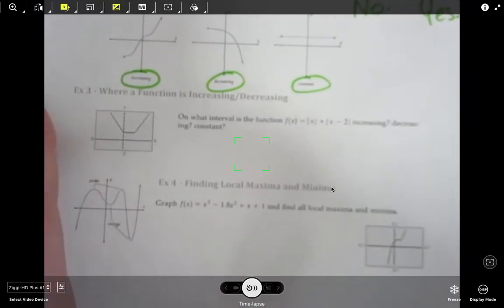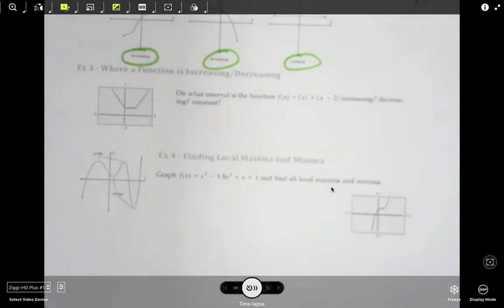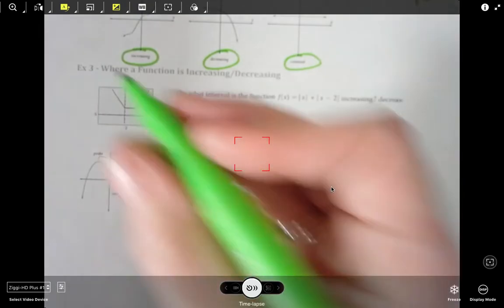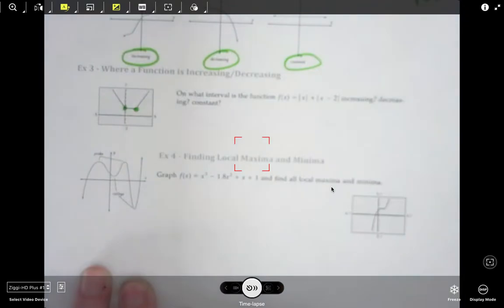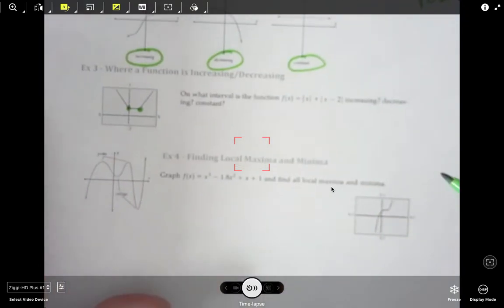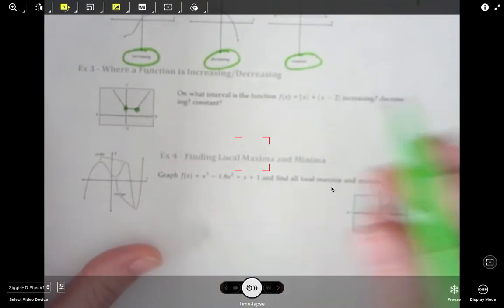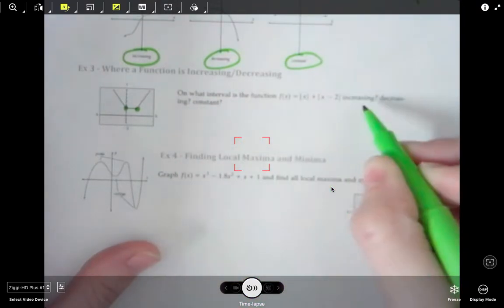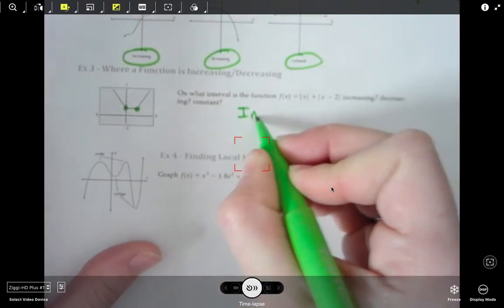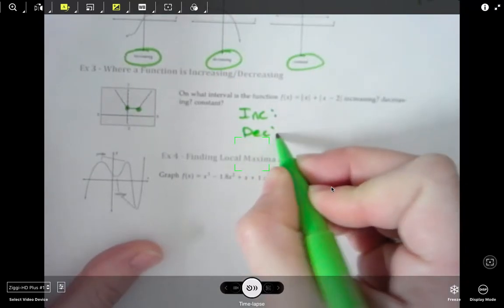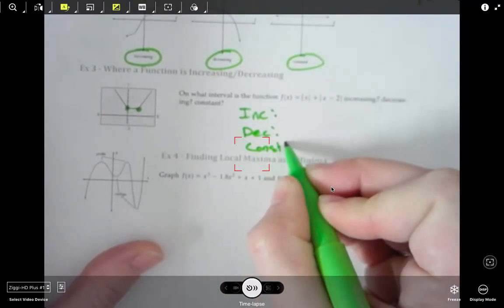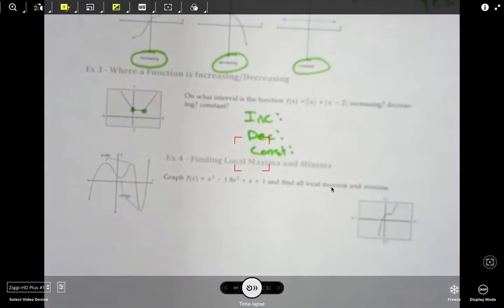So in these next two examples, they're going to have us determine where he's increasing, where he's decreasing, and where he's constant. And this is where Desmos comes in, because you have to figure out where these points are where he stops and starts becoming constant. So on what interval is the function increasing, decreasing, and constant? We've got 3 things going on here.